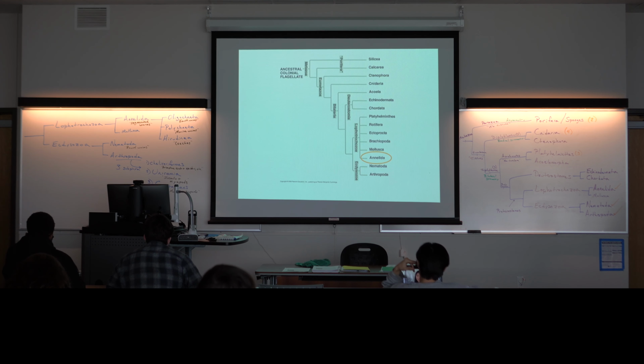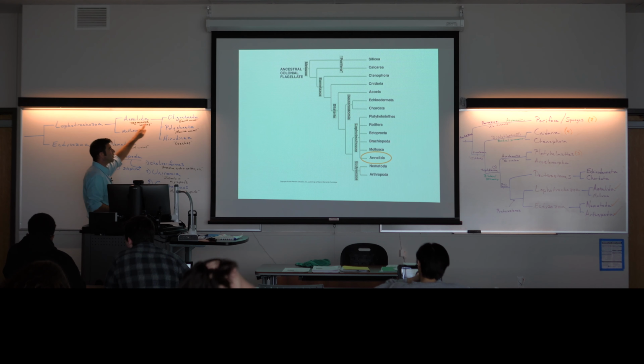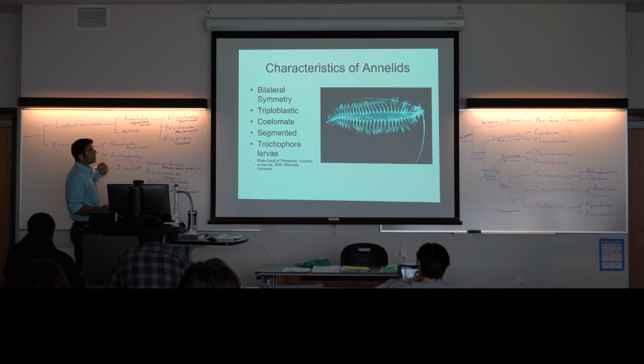So we've got this already drawn on the board in a couple of places. We know that the annelids are part of this Lophotrochozoan group. And if we look inside the annelids, there are going to be three classes that we need to know. And as always, we're going to list some general characteristics of the annelids, and then we're going to look specifically at each of these three different groups.